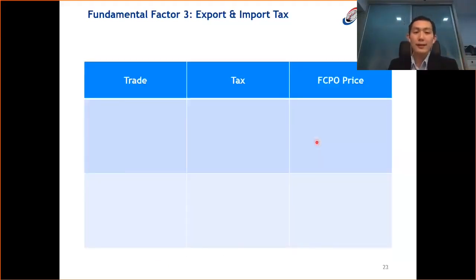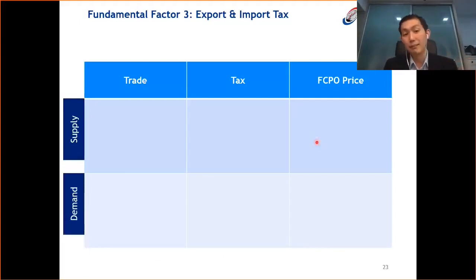So let's look at the impact of import and export tax. First thing, again, we can split this into a little more detail, which is the supply as well as the demand factor.